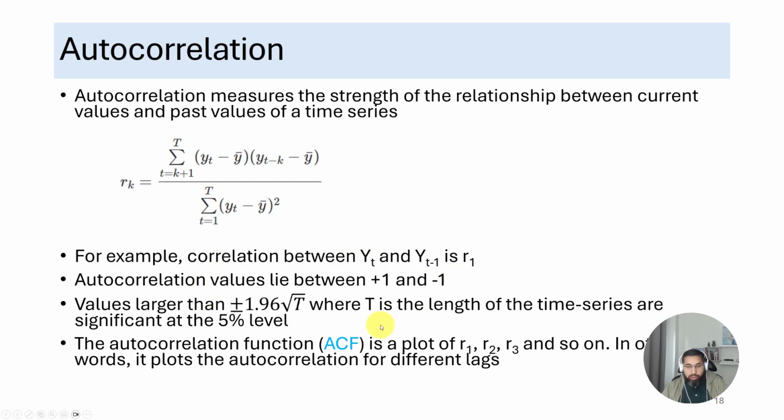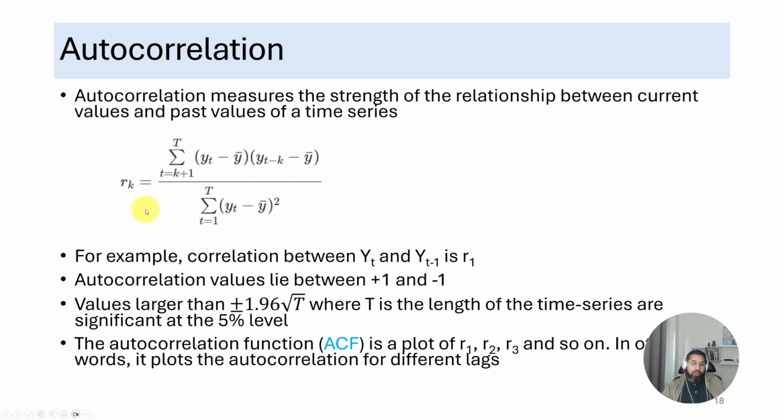Similarly, you can find r2, r3 at different time lags, because yt versus yt minus 1 is called a lag of 1, because this is one time period in the past compared to this value. So autocorrelation, just like correlation, has values between +1 and -1. Capital T is the length of your time series. So if you have 52 values, capital T will be 52.